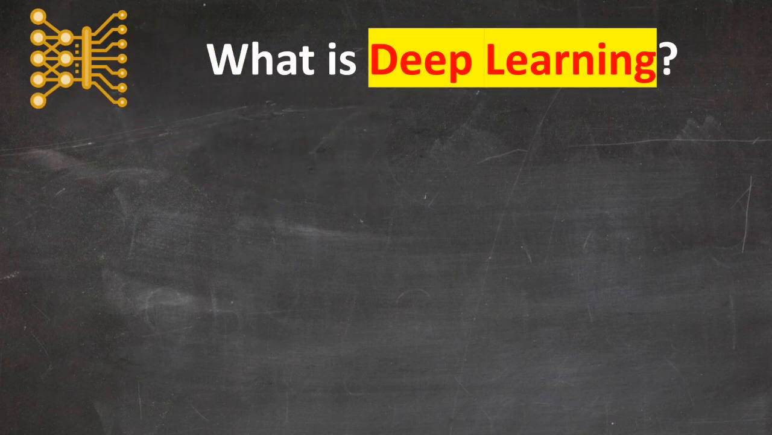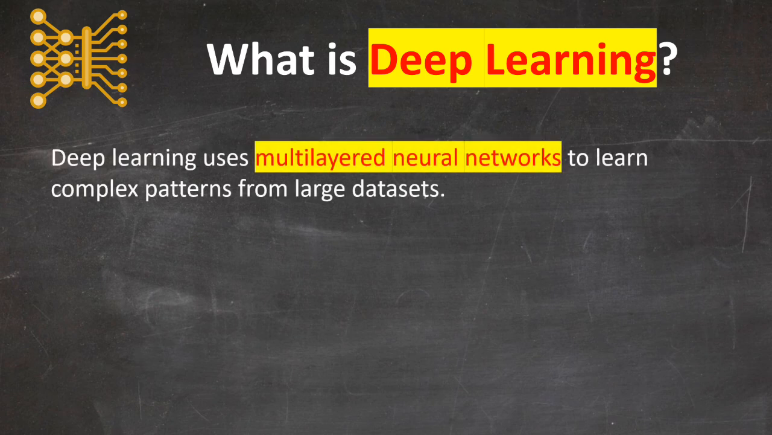Deep learning is a specialized subset of machine learning that uses artificial neural networks inspired by the human brain to solve complex problems. Unlike traditional machine learning, which often relies on manual feature extraction, deep learning automatically learns patterns and representations from raw data, making it incredibly powerful for tasks like image recognition, natural language processing, and speech synthesis.